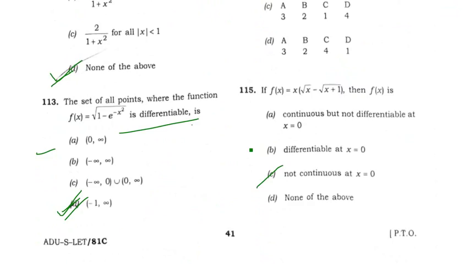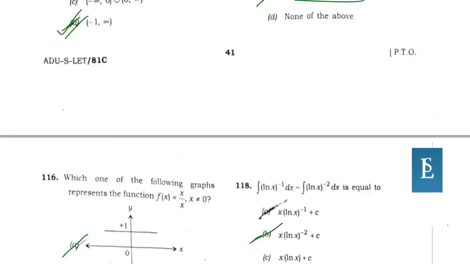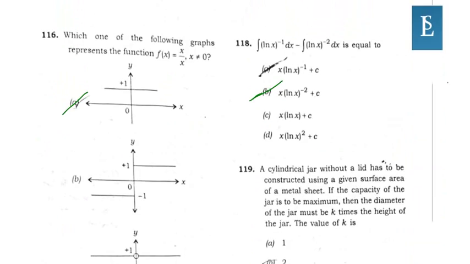If f(x) is equal to x under root x minus under root x plus 1, then f(x) is not continuous at x equal to 0. That's true. So f(x) is not continuous at x equal to 0. Next question: which of the following graphs represent the function f(x) equal to x upon mod x, where x is not equal to 0? So A option seems right. So this is right, A option.